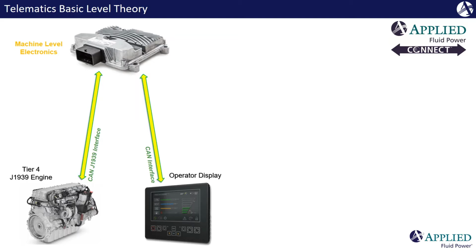So I'm often asked, how does the Applied Fluid Power Connect system actually wire in and communicate with my existing hardware? In this diagram, we have machine level electronics, which could be a traditional ECU. We've got a Tier 4 J1939 engine, and we have an operator display that would be in the cab. In this case, we're actually using 2 CAN buses.